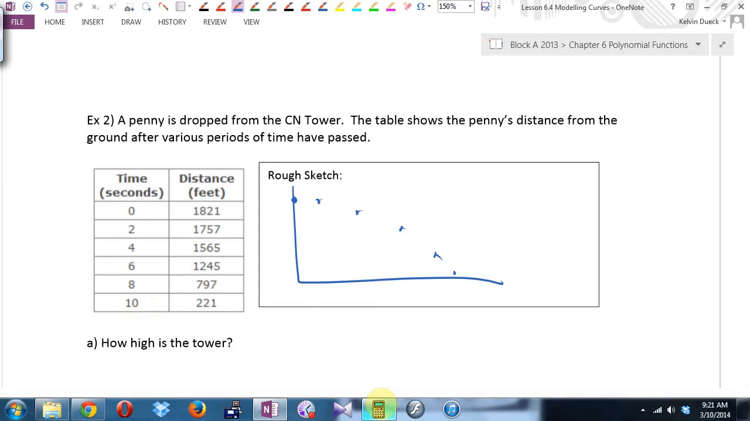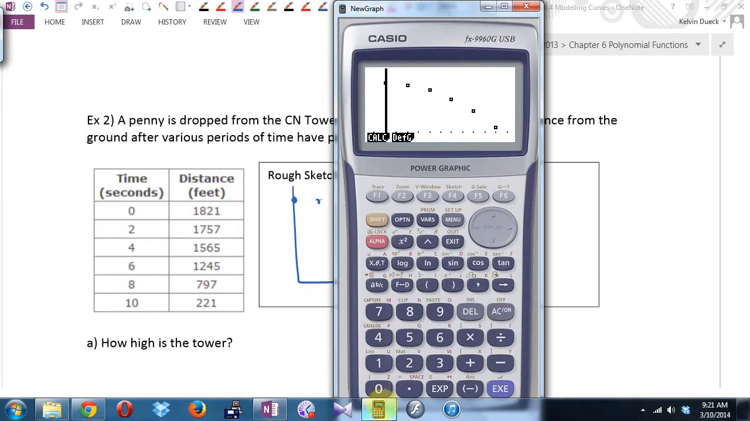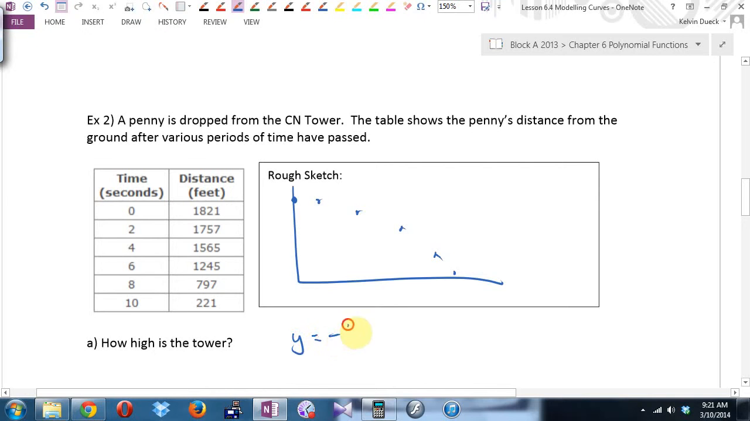And let's get the equation, Mr. Dueck. Y equals negative 16x squared plus 0x. I guess I don't need to write that. It's y equals negative 16x squared plus 1821. Y equals negative 16x squared plus 1821.